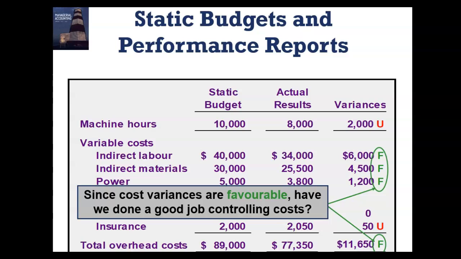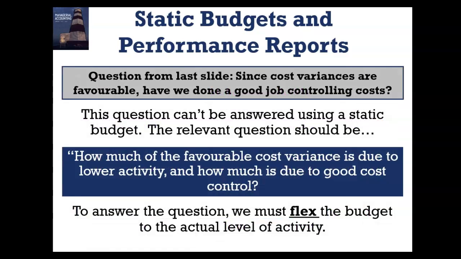Since cost variances are favorable, do we know if we've done a good job controlling costs? Or are costs just down because machine hours are down? Production is down. So we need to look at these and ask the question, have we done a good job controlling costs? This doesn't tell us whether we have or not. It can't be answered with a static budget performance report. So we need to ask the question, how much of the favorable cost variance is due to the lower activity and how much is due to good cost control? The answer can be found in a flexible budget.